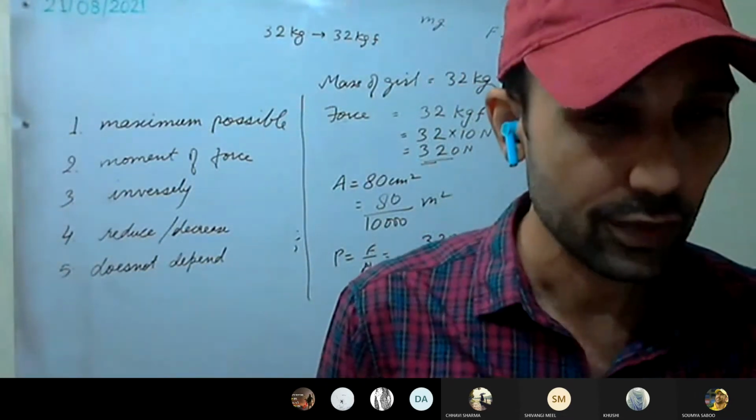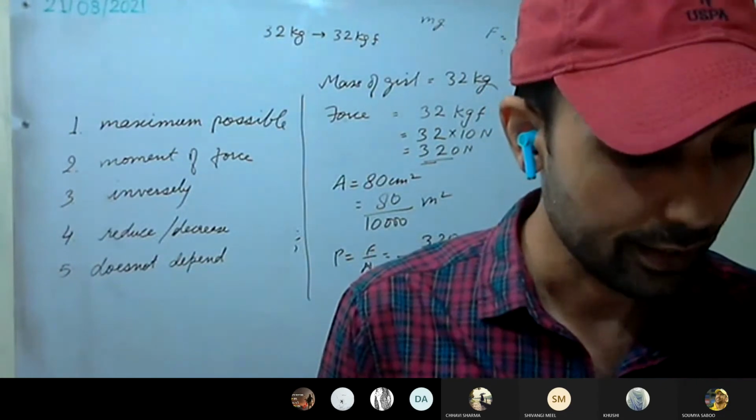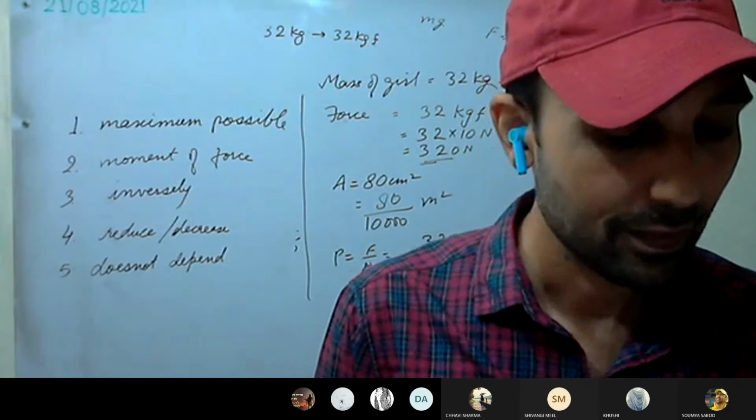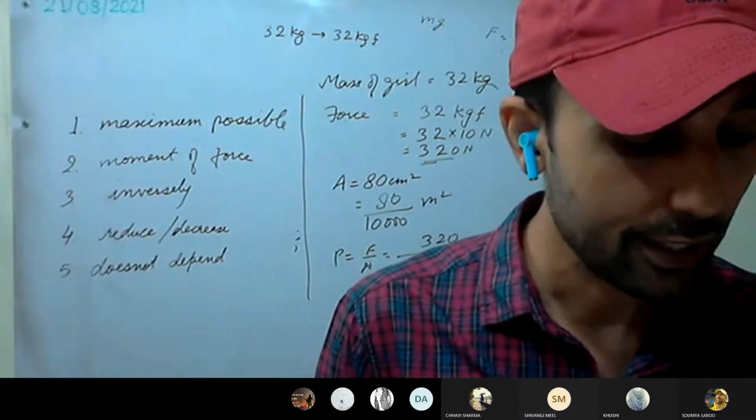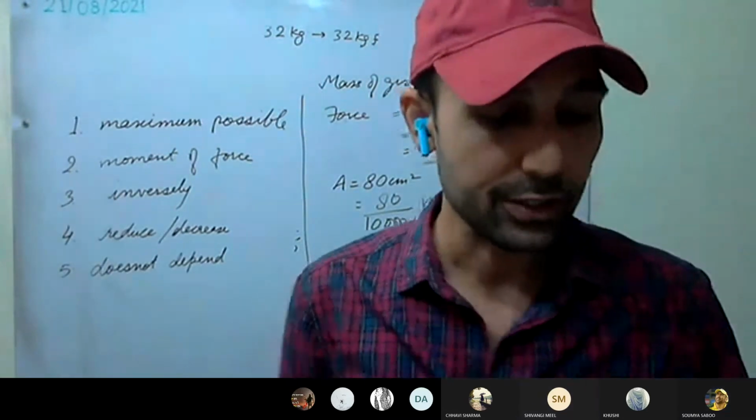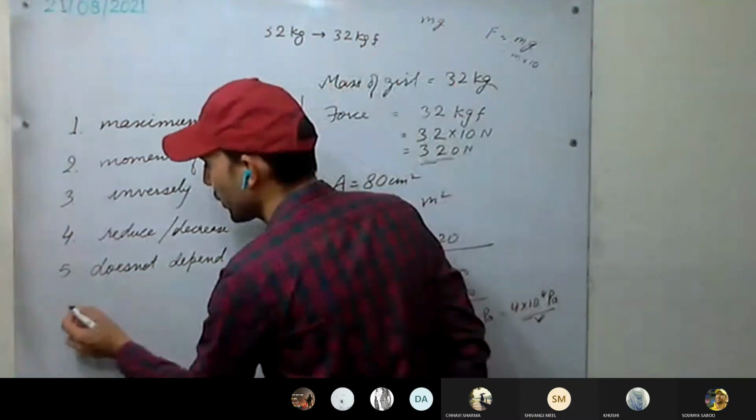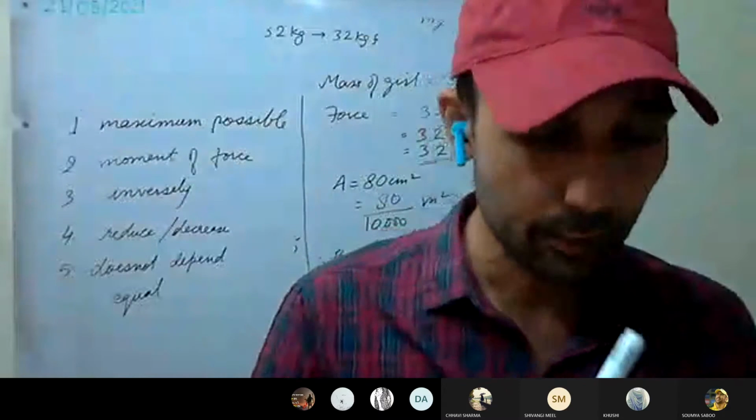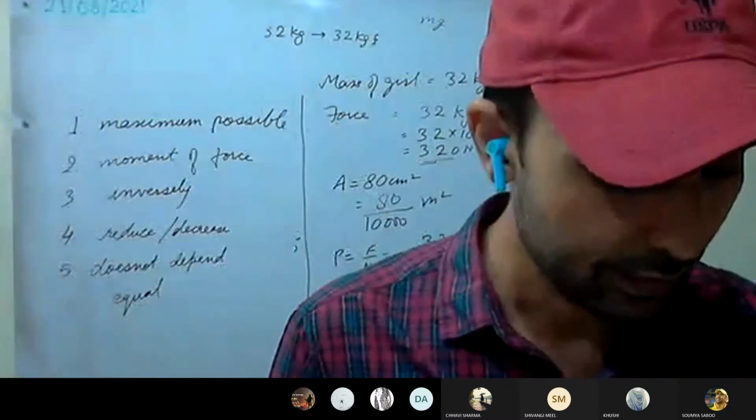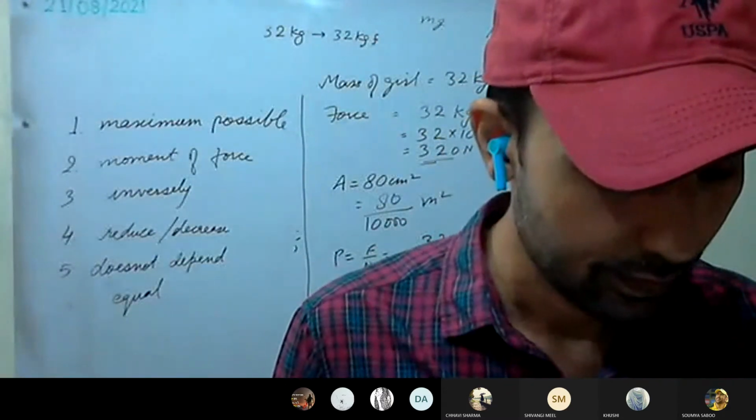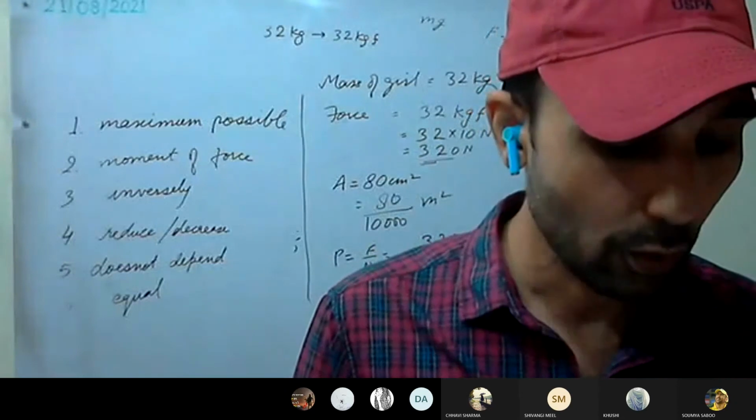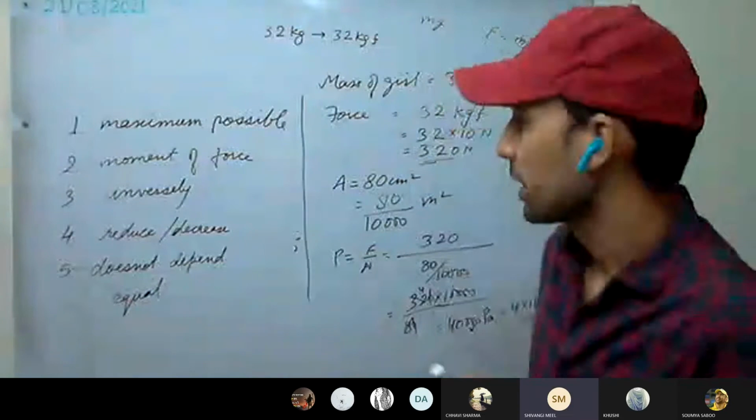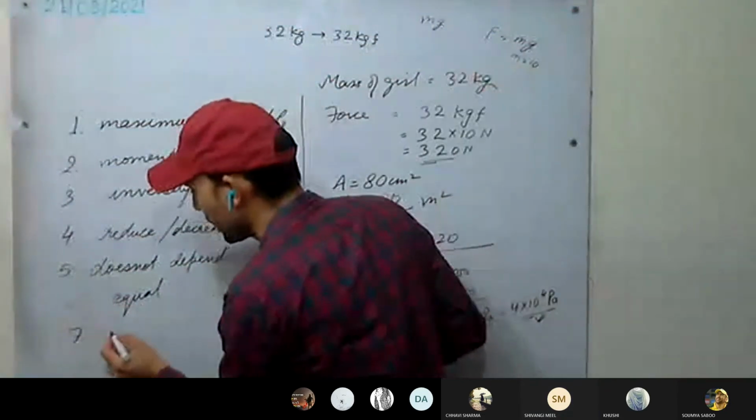Okay? Sixth one, a liquid exerts dash pressure in all directions at a particular depth. Equal pressure. A liquid exerts equal pressure in all directions at a particular depth. Okay. Next one, we are able to suck cold drink through a straw on account of atmospheric pressure.